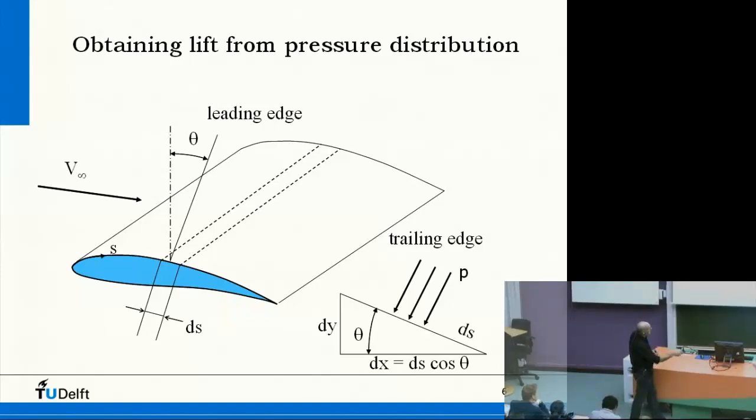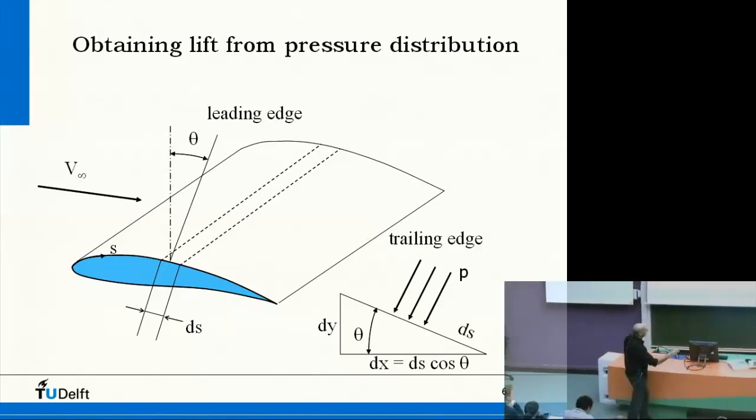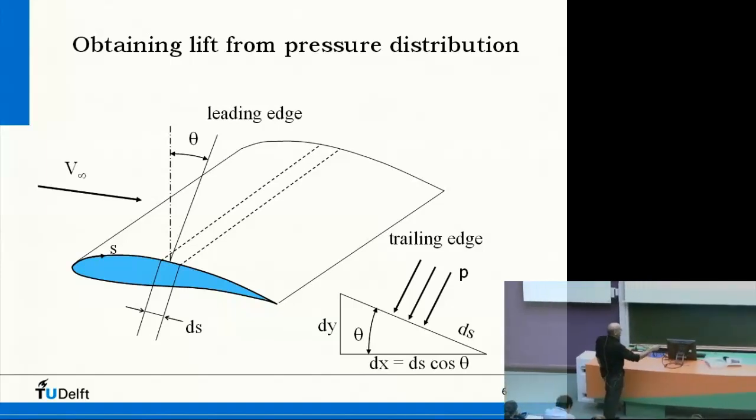So ds cosine theta is dx. But if we would like to know the normal force, then we need a part of this normal to the chord line, and that is, of course, p cosine theta. The force here moves like this, and if we want a force that is perpendicular to the chord line here, then that is p cosine theta.